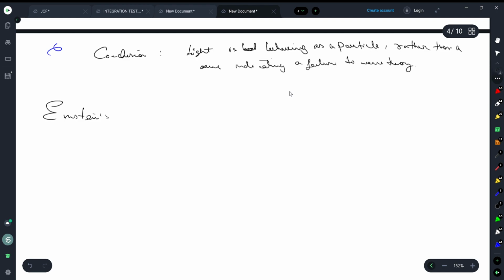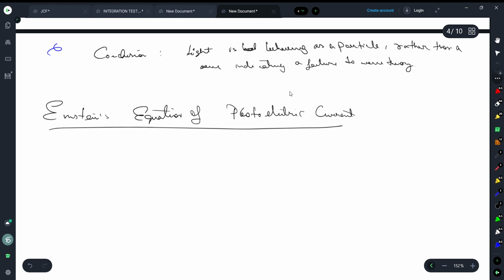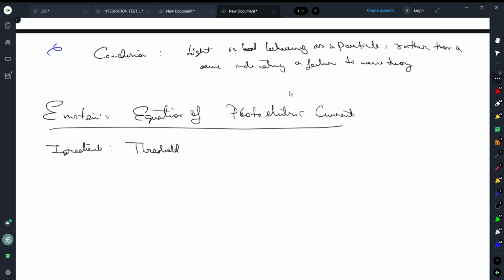Einstein's equation of photoelectric current. So what is Einstein's equation of photoelectric current? To understand it, we need to understand a few more terms, the ingredients. One is threshold frequency. Stopping potential is also one of the ingredients, but we have already learned stopping potential, so I'm not going into much detail of that.